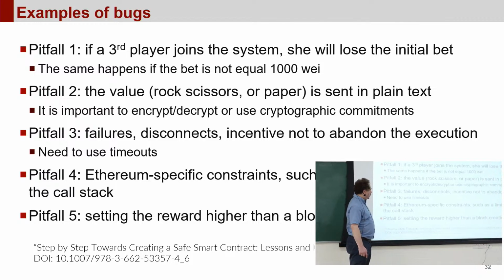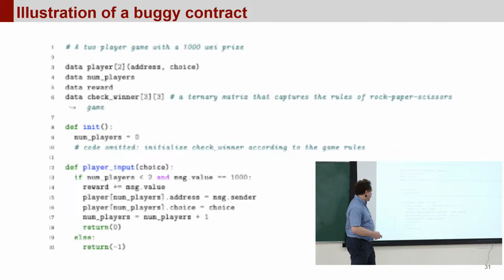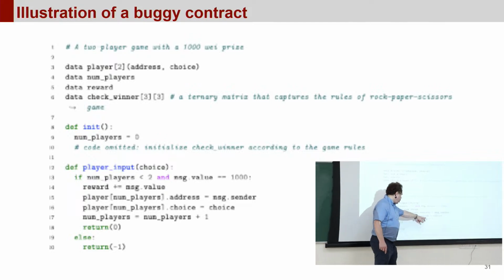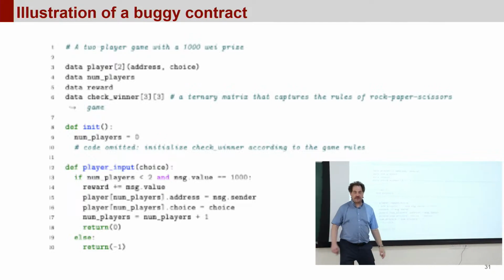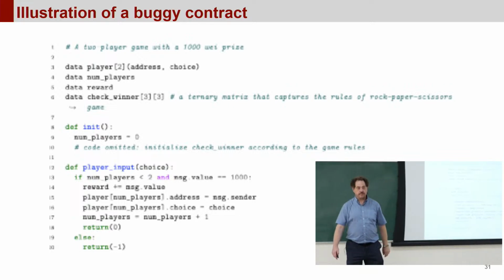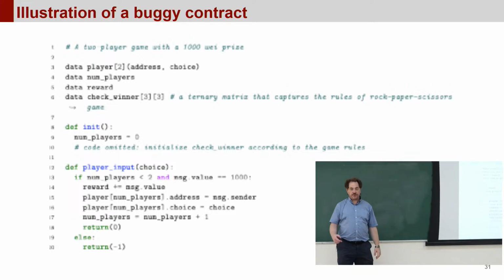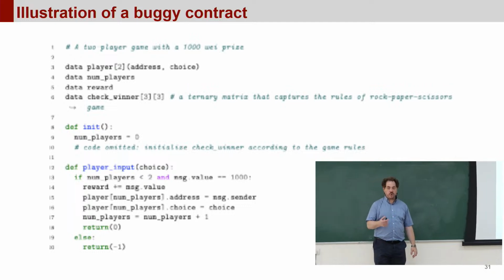The second pitfall: the value, the choice here, is sent in plain text. Why is it a problem? It can be easily exploited.